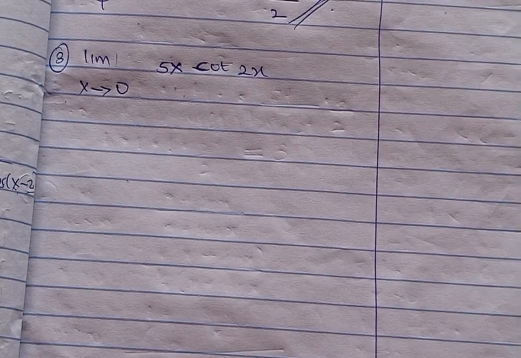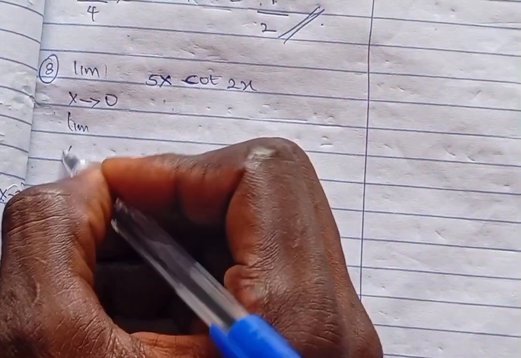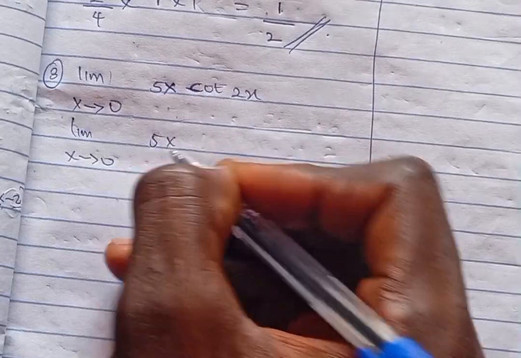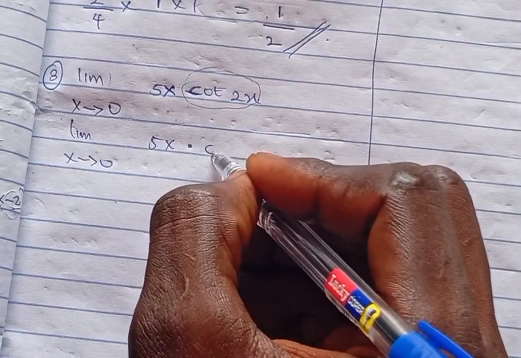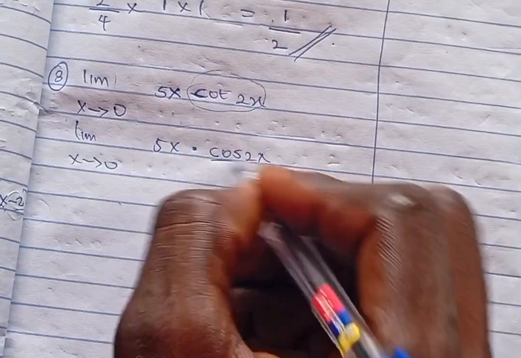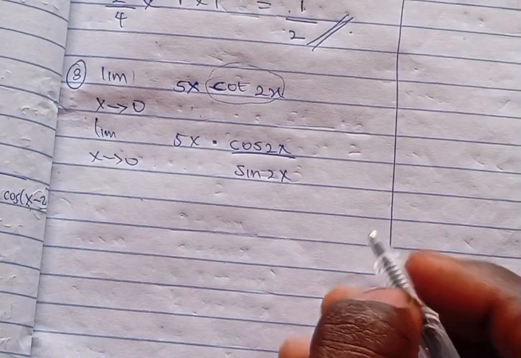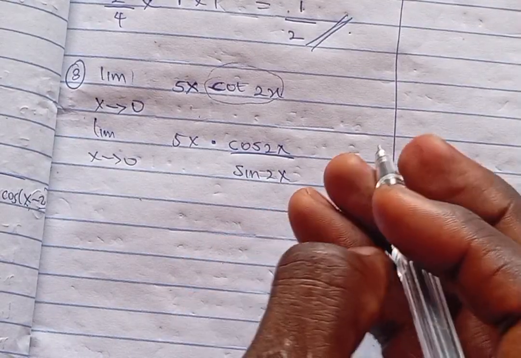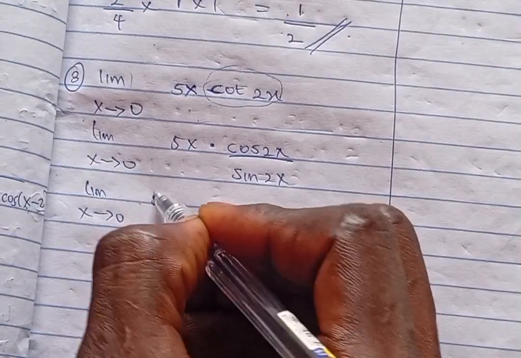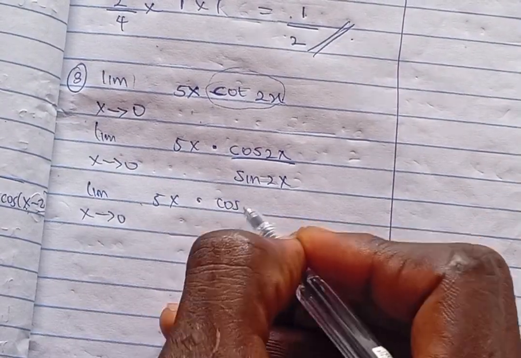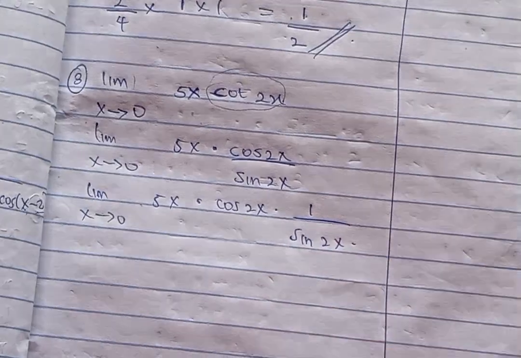So this is another question. How will we simplify this one? Okay, we have the limit as x tends to 0 of 5x. This cot 2x can be simplified by saying what it is, what? Cos 2x over what? Sine 2x, right? Okay, and I can also split it, because I can say that the limit as x tends to 0 of 5x multiplied by cos 2x multiplied by 1 over what? Sine 2x, right?